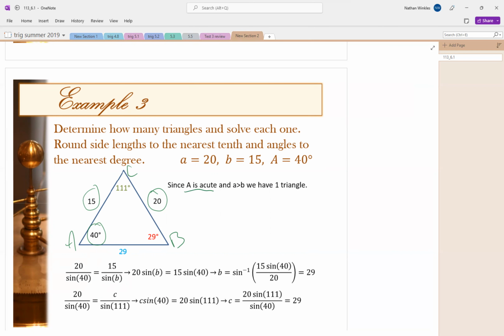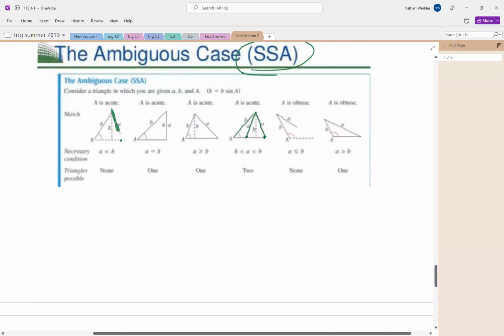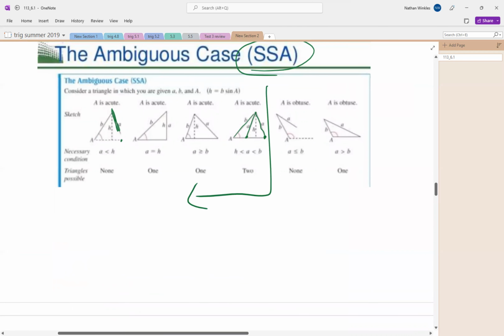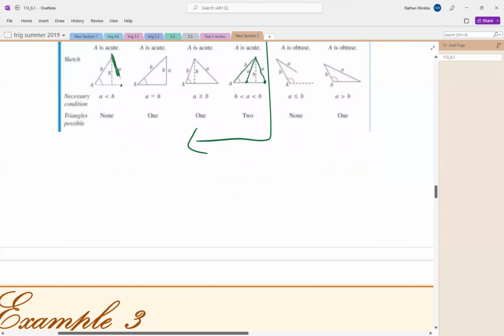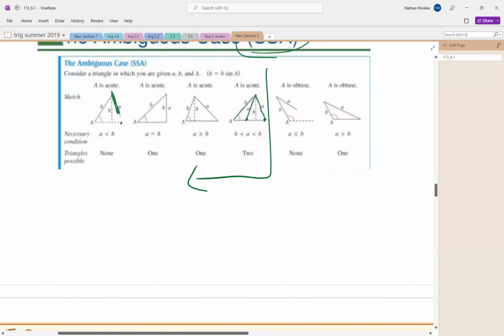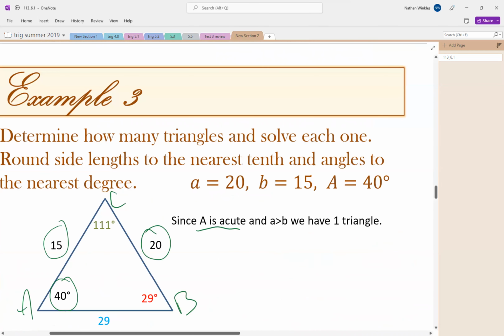Since A is acute, if we come back and look at our cases up here, we are in these cases. We're also told that side a is greater than side b, so a is greater than or equal to b. That's the only one that uses a condition on b. Therefore, there is one possible triangle. So we come back here.